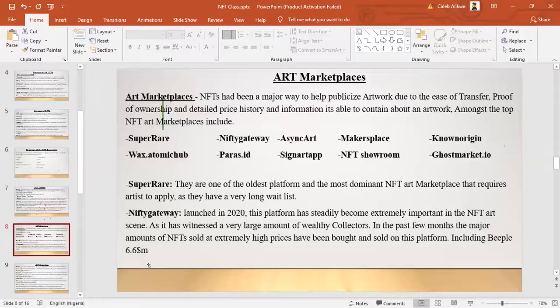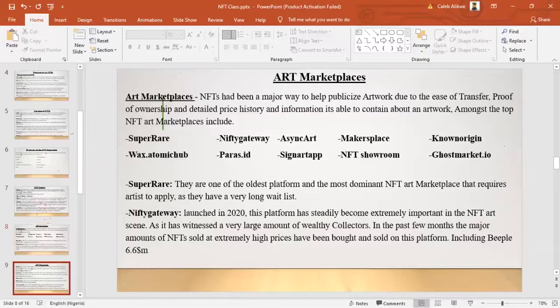Then Nifty Gateway. Nifty Gateway was launched in 2020 by the Winklevoss twins. This platform has steadily become extremely important in NFTs, as a lot of the large trades we've seen over the last couple of months by wealthy collectors have taken place on this platform, like the $6.6 million NFT sale that happened, I think, a week back or so.